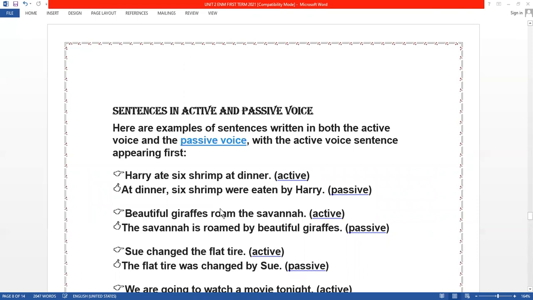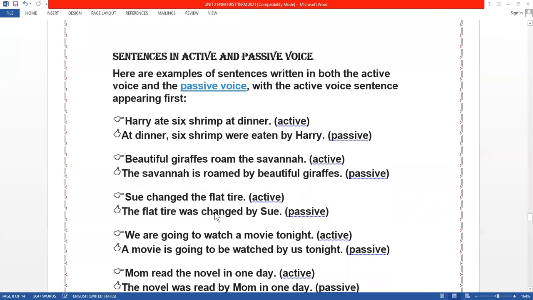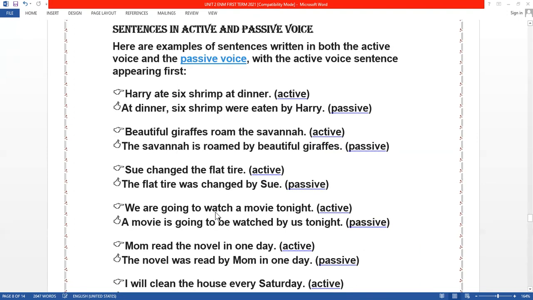Harry ate 6 shrimp at dinner. This is active. At dinner, 6 shrimp were eaten by Harry. Beautiful giraffes roam the savannah. The subject is beautiful giraffes, roam is the verb, the savannah is the object, and the tense is present simple, of course. So the rule is are plus past participle. The savannah is roamed by beautiful giraffes. Sue changed the flat tire. This is past simple. The flat tire was changed by Sue.